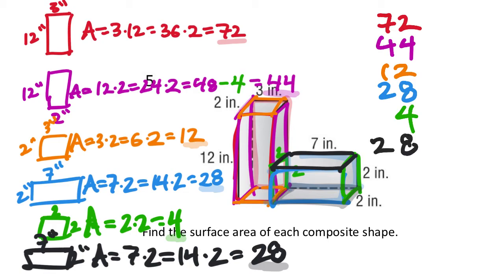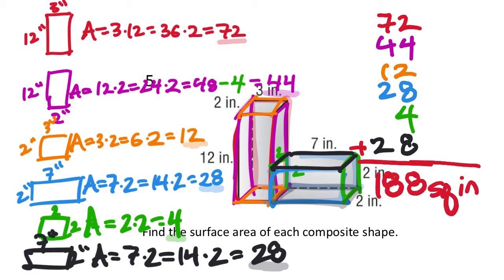And yeah, we just need to add all these together. So what do we get? 72 plus 44, plus 12 plus 28 plus 4 plus another 28. I get 188. And again, this is in square inches because we are looking at surface area on this.